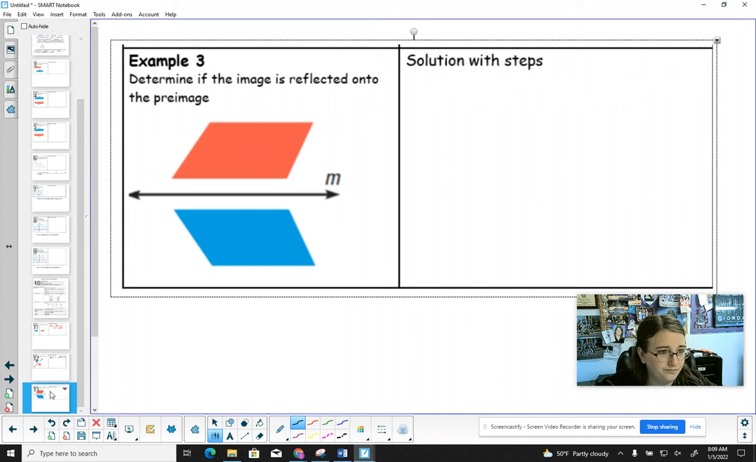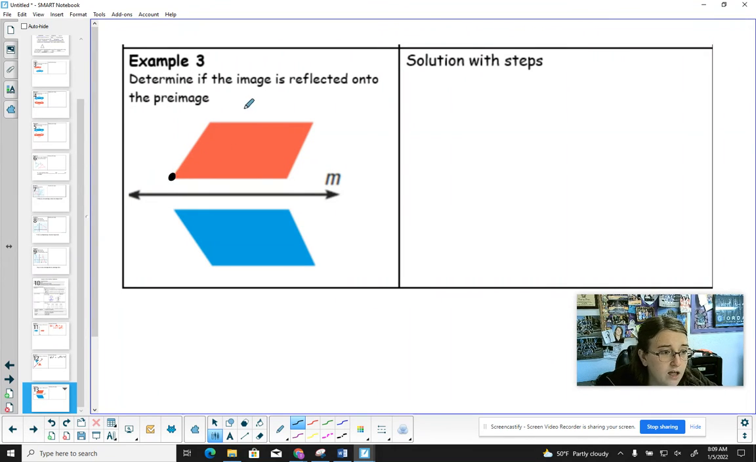Not a reflection. Okay, so I want you guys to assess this one. Go ahead and choose any point. I'm going to go ahead and look at this one. Think about going head on at a 90-degree angle to our mirror. Is this flipped over that line? Is it the same distance away on both sides? What do you think? Go ahead and take a look at it.